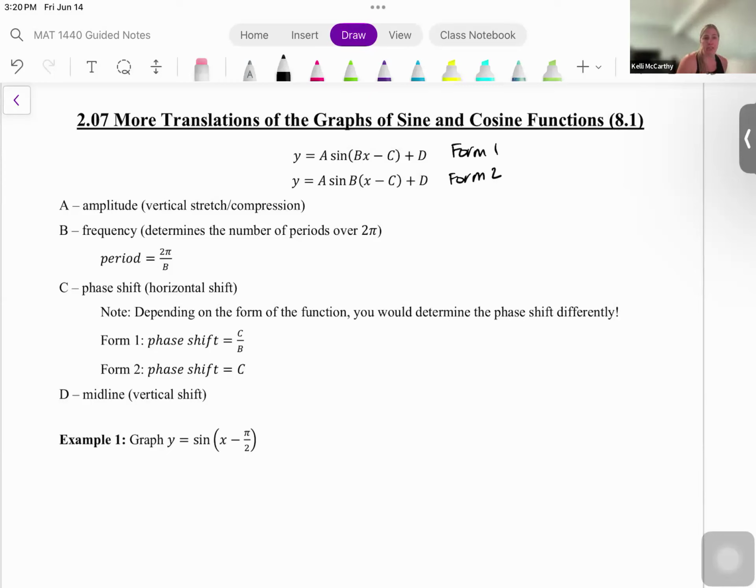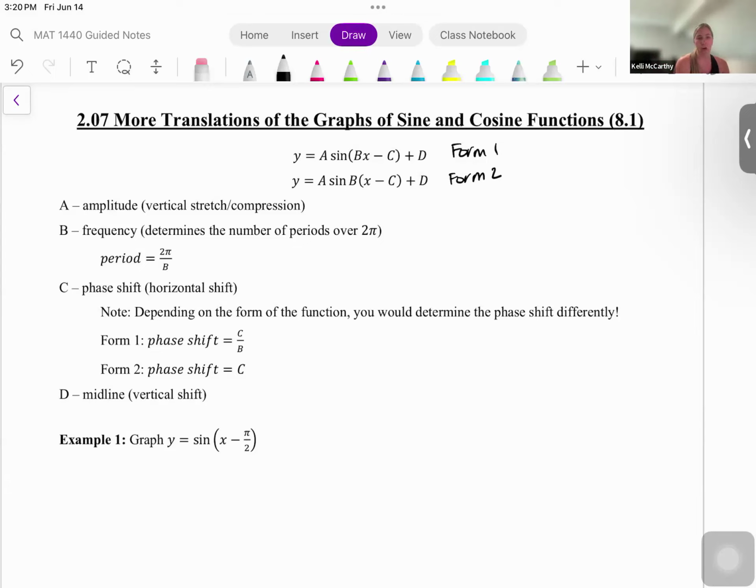Again, our amplitude is represented by that coefficient a. b represents our frequency, so it determines the number of periods over 2 pi. So to determine the period of the given function, you're going to take the parent function period of 2 pi divided by b.